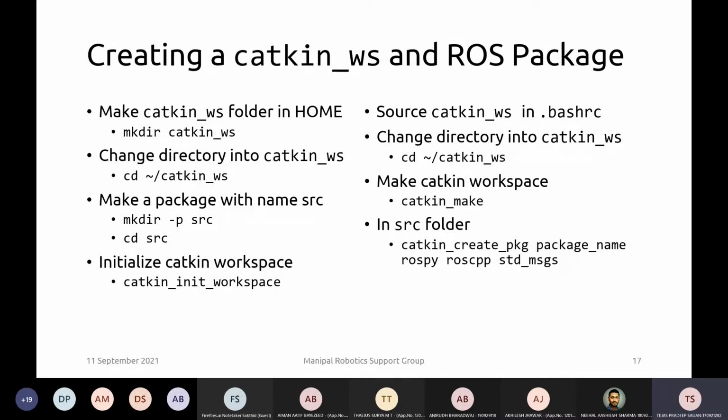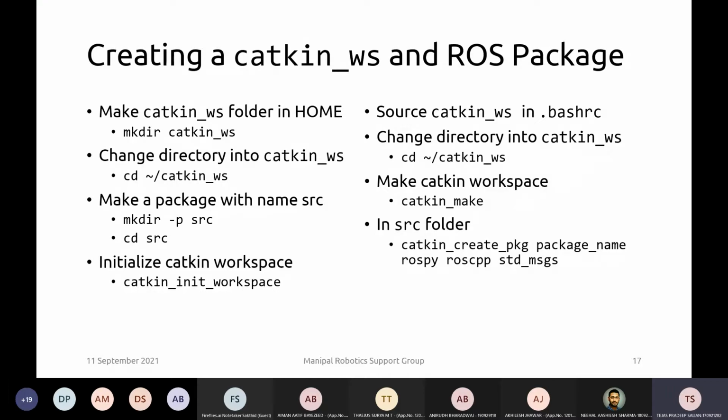The ROS package should be defined in Ubuntu, saying that this is a ROS package. And when we open a terminal, it should be able to differentiate within a package, a folder, and a workspace. So that is why we need to source this catkin workspace inside the bashrc. Now changing directory into the catkin workspace, we have to make the catkin workspace.